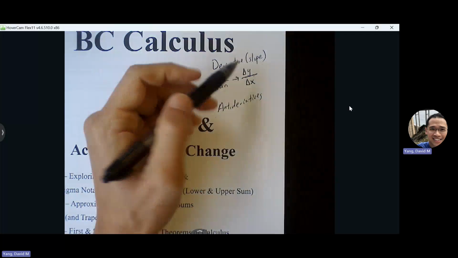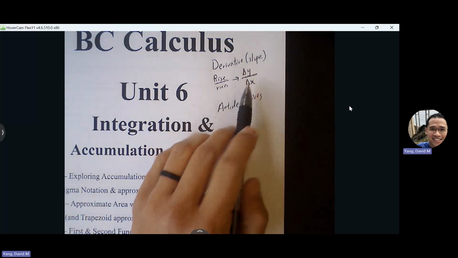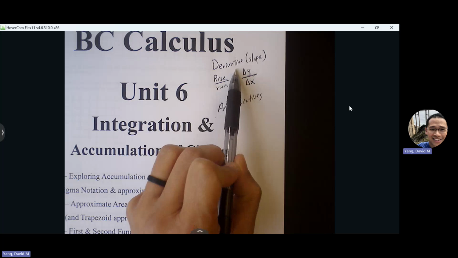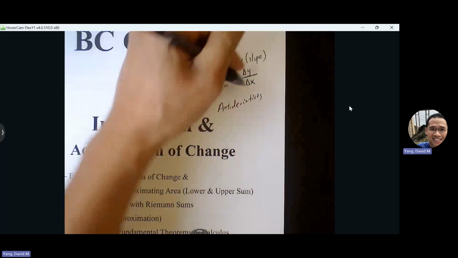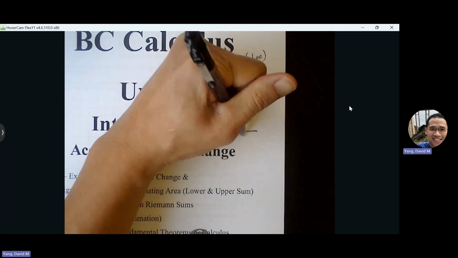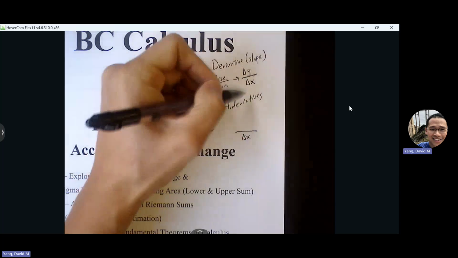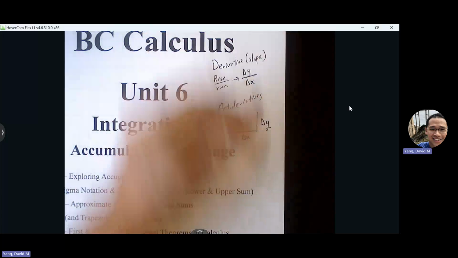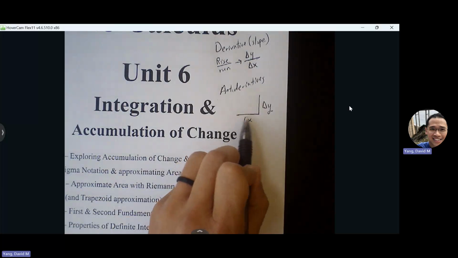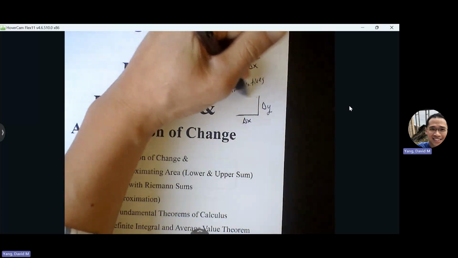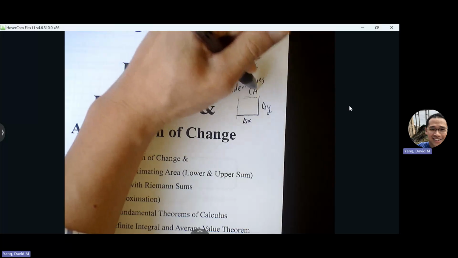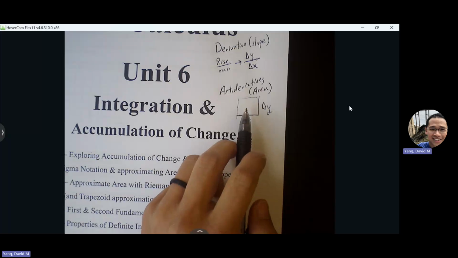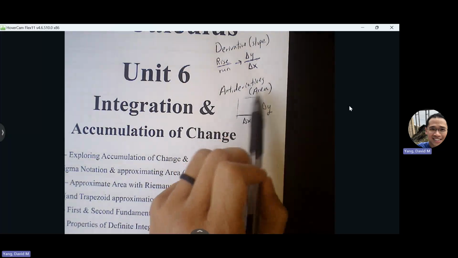We're undoing this process. And if we undo the process here, if we do the opposite operation of division, what's the opposite of division? Multiplication. So if I multiply change in x times change in y, that's basically the area formula of a rectangle, right? Length times width. And so that's why when we talk about antiderivatives, a lot of times we're going to be able to involve area. It's going to be a natural thing that we can find.